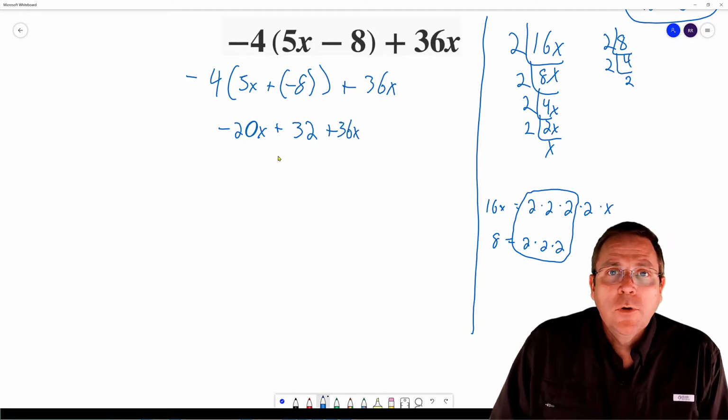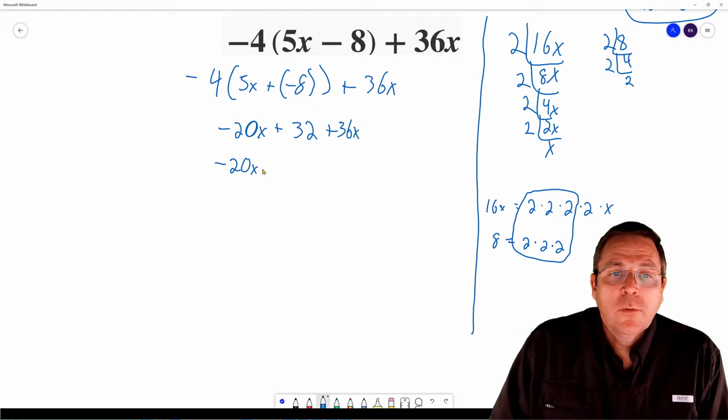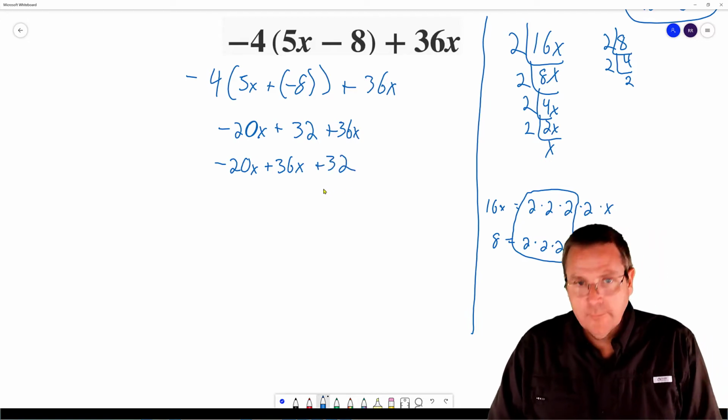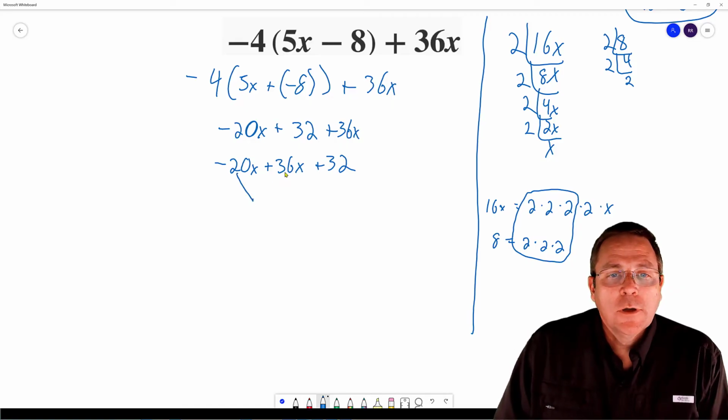Next, we're going to use the commutative property of addition that says order doesn't matter when adding, and we're going to flip those last 2 terms, which are both addition terms. So I'm going to have -20x plus 36x plus 32. From here, we're going to do our subtraction. -20 plus 36, signs are different. Find the difference.